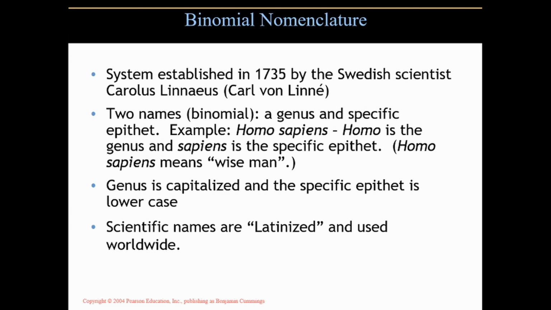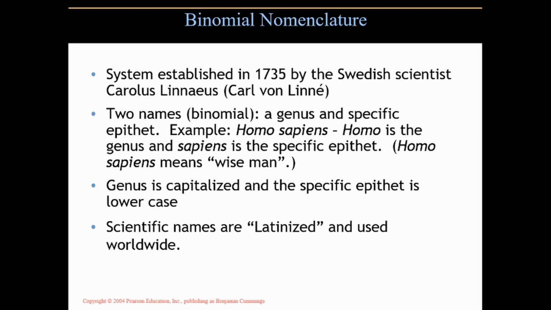It was established in 1735 by the Swedish scientist Carolus Linnaeus. And as you look at his name, Carolus Linnaeus, that's not Swedish. His name was really pronounced Carl von Linné. Because he developed this Latinized system of naming organisms, in honor of him they Latinized his name to Carolus Linnaeus. But his name was actually Carl Linné. The von was added as a name of distinction because of what he did, to honor him as well.